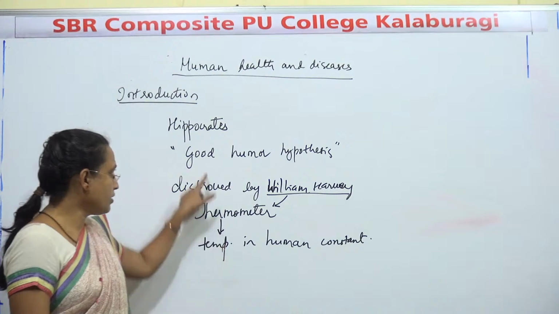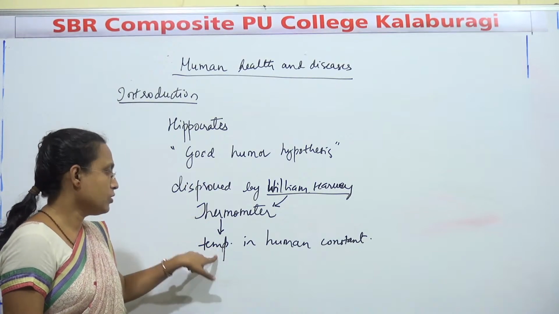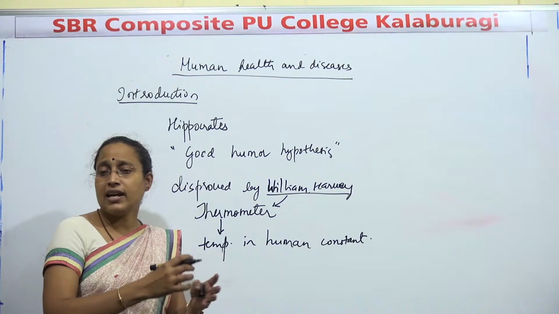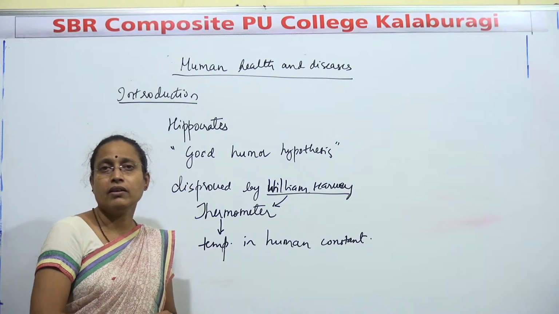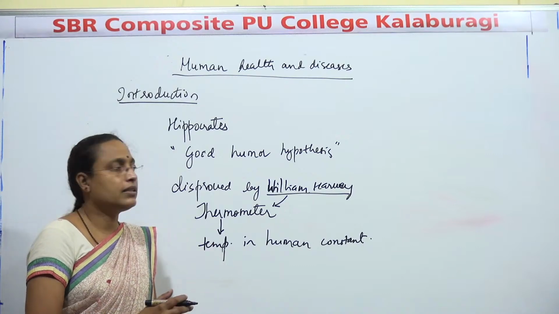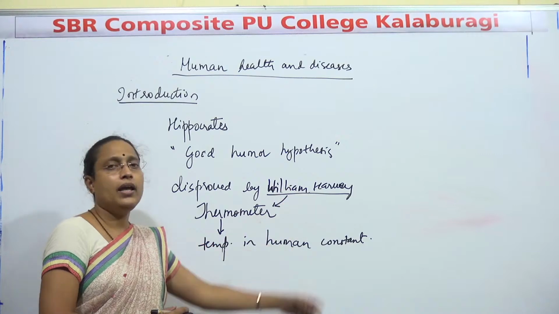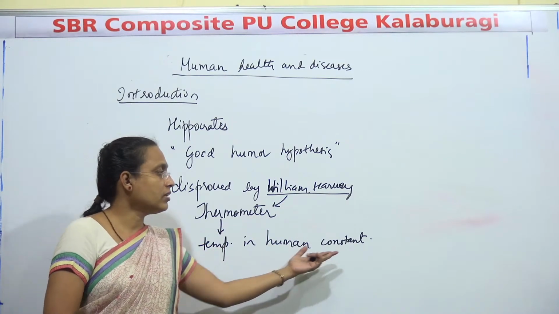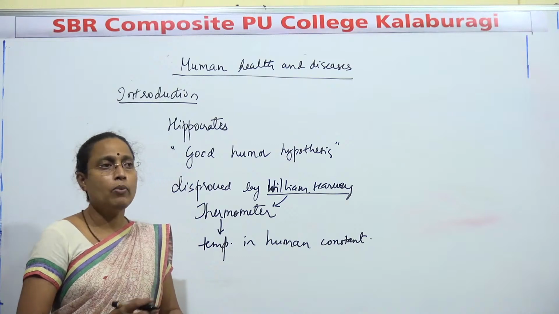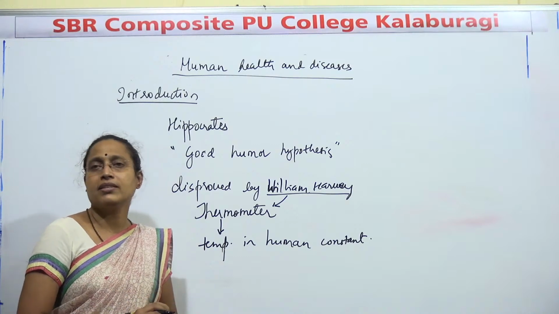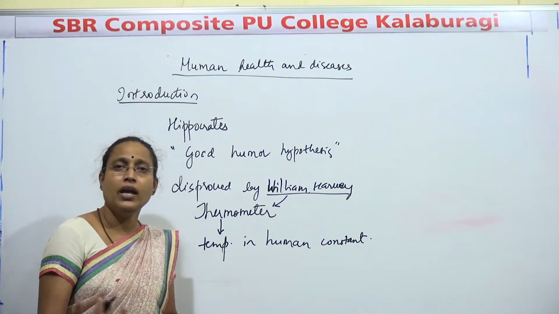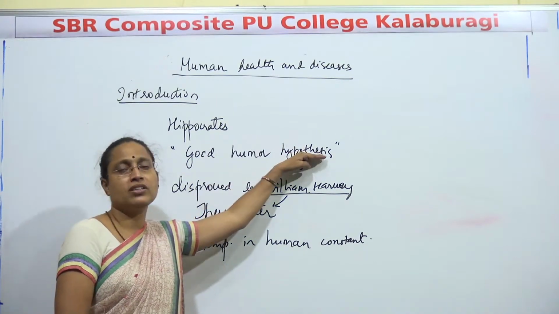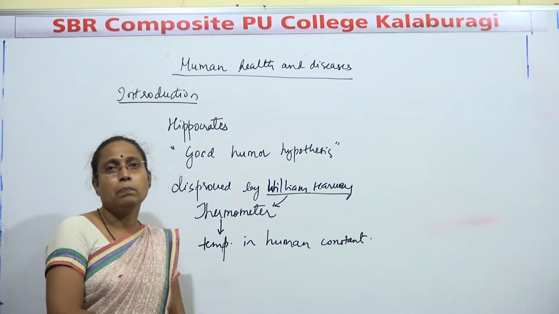Temperature in humans is constant. So there is nothing like black bile is more, so he will be a slightly hot personality, so he can catch fever very quickly. That was disproved by William Harvey using a thermometer, and he proved that not only black bile people, even yellow bile people or any other predominancy, the body temperature will be constant itself. And therefore, the good humor hypothesis was disproved.